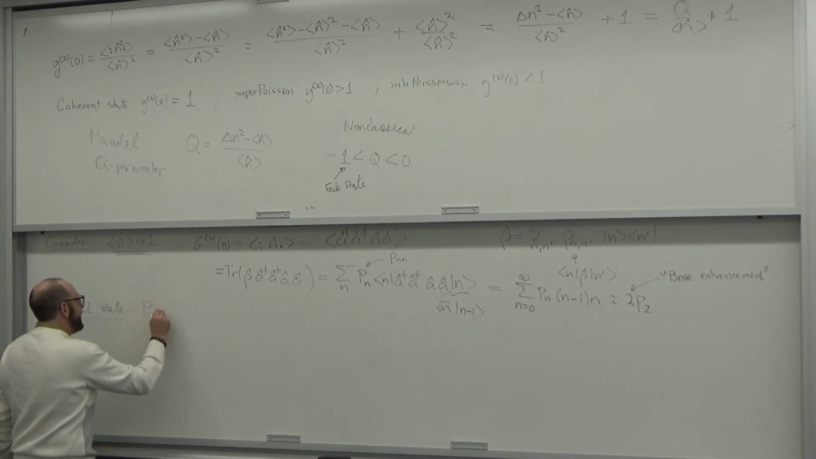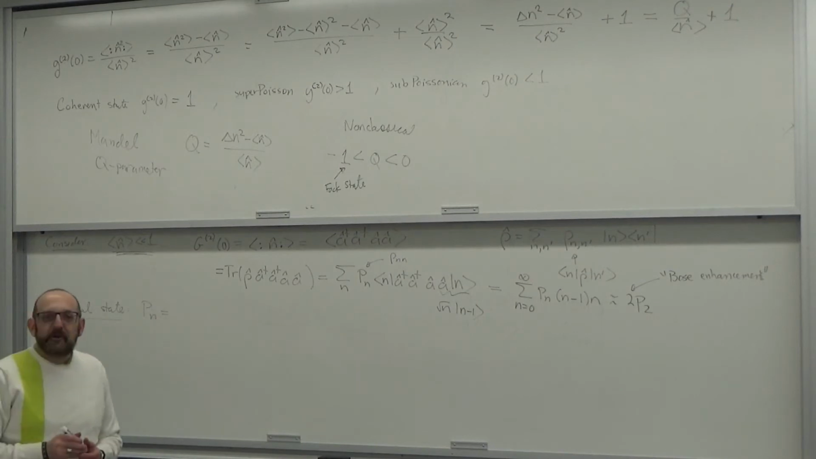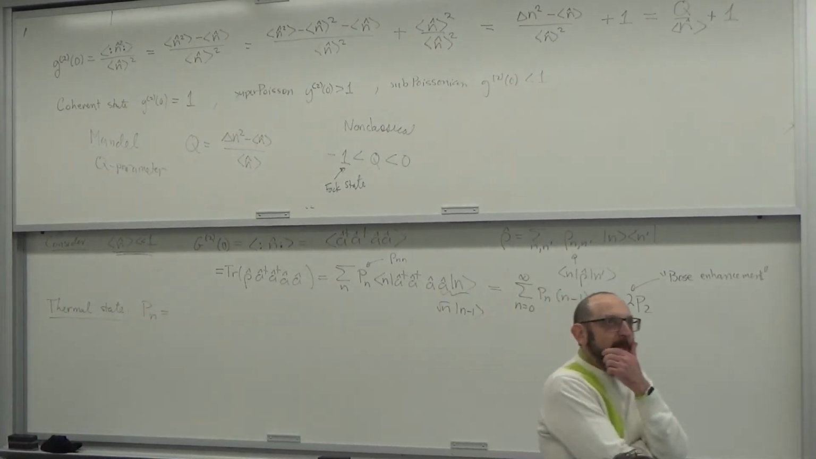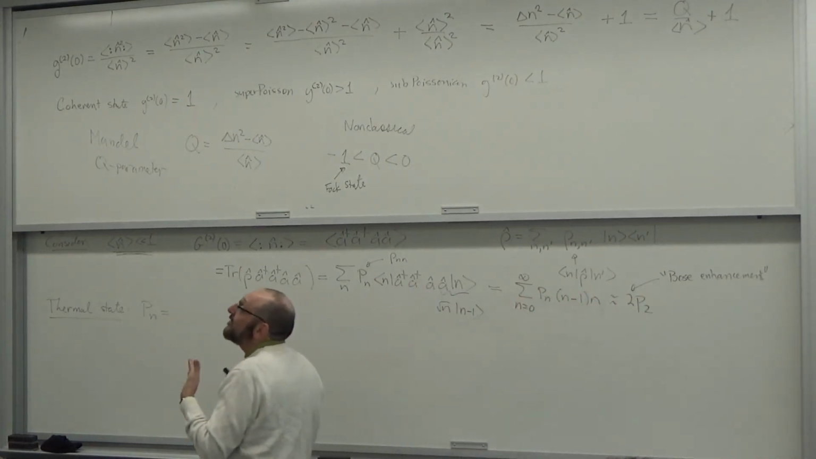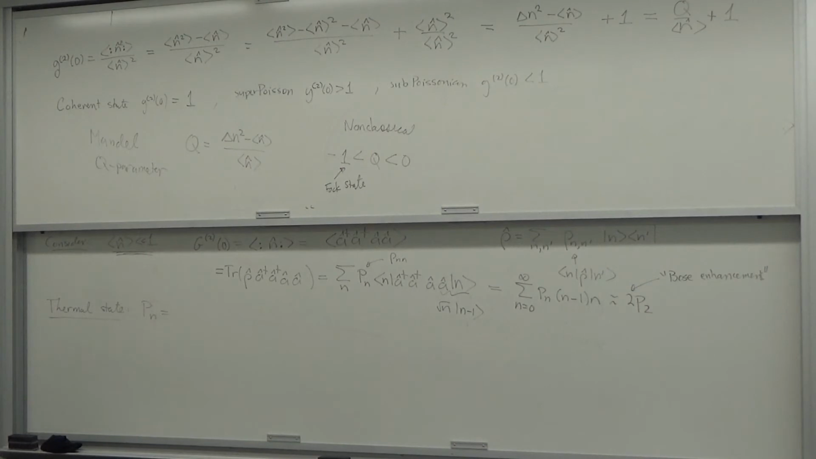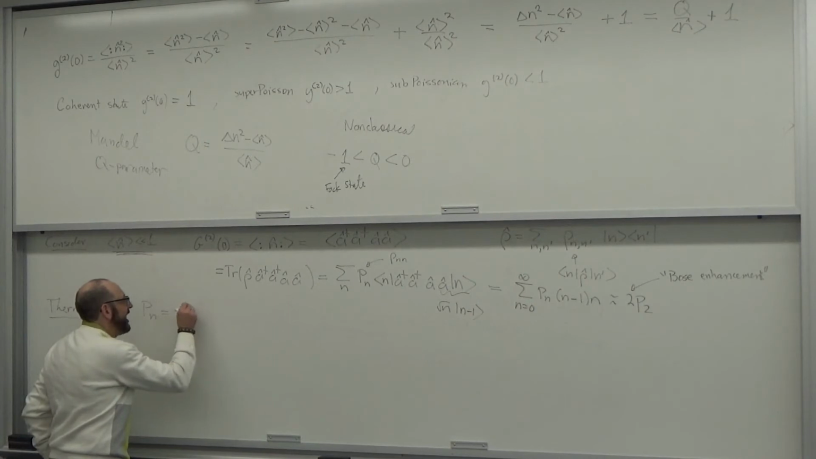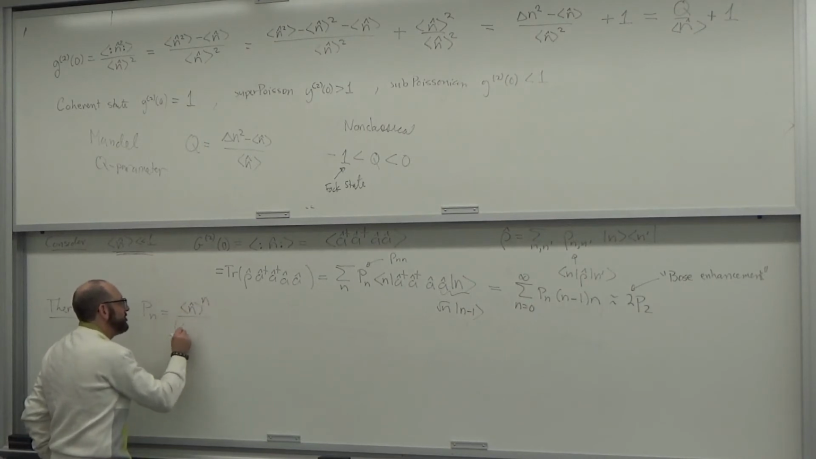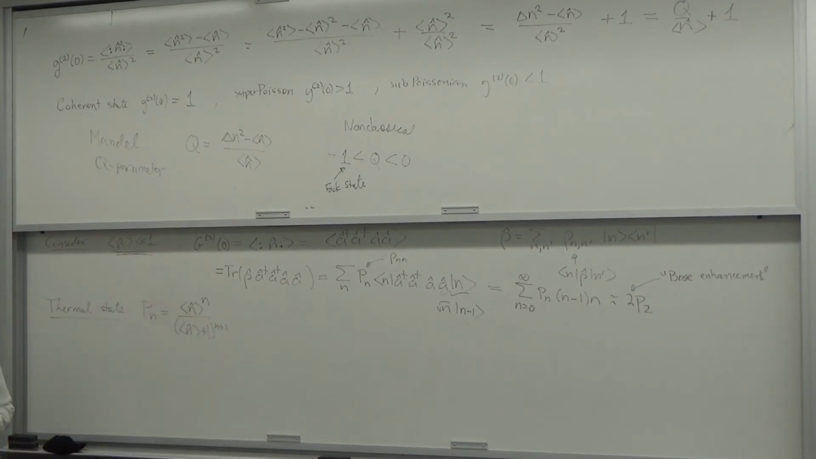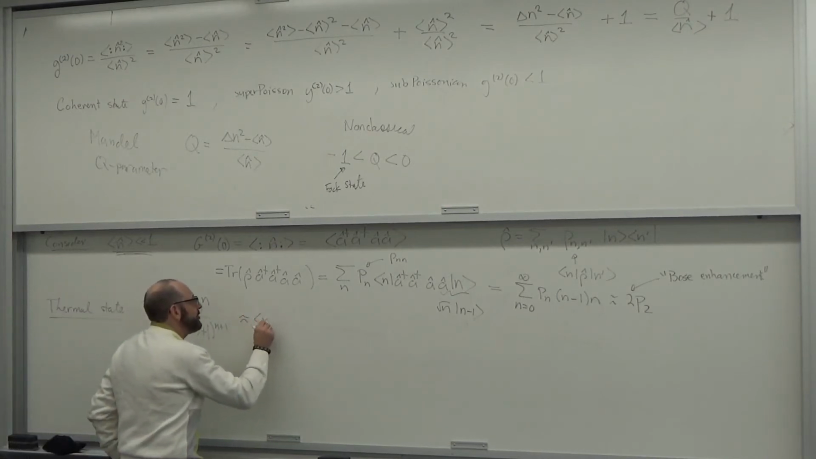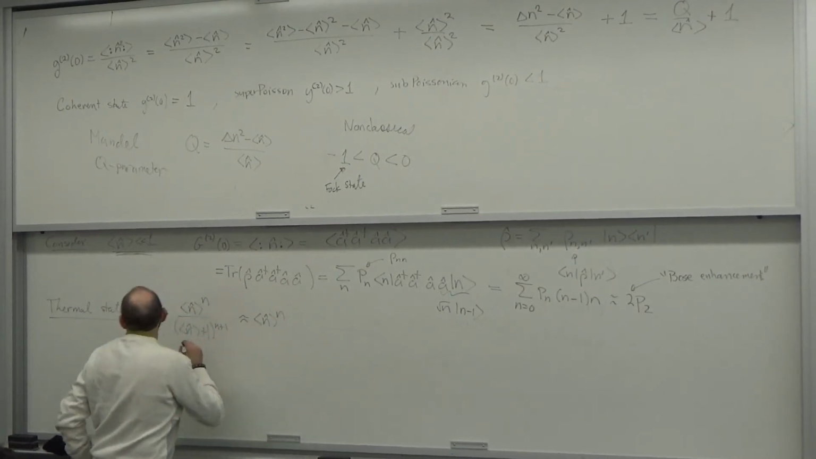what's the probability of having n photons in the mode for a thermal state? It's the Boltzmann distribution, right? Which, for bosons, is the Bose-Einstein distribution, which is equal to the mean n to the power n over the mean n plus 1 to the power n plus 1. We will learn all these things. And this is approximately equal to the mean n to the power n when this is true.